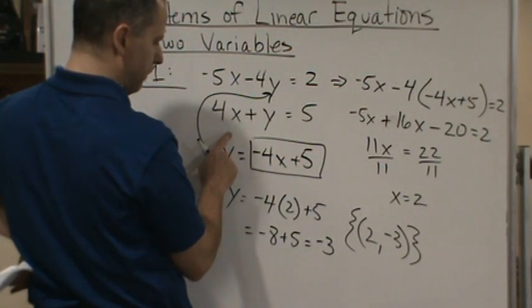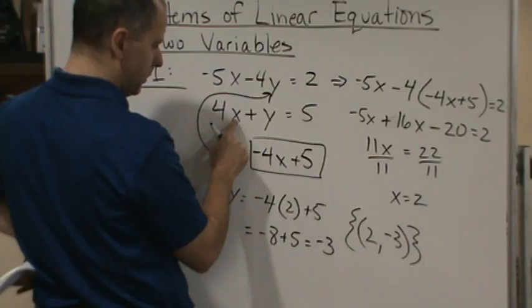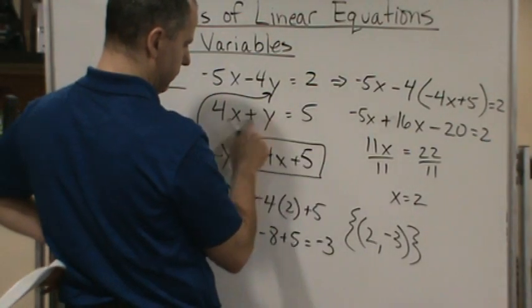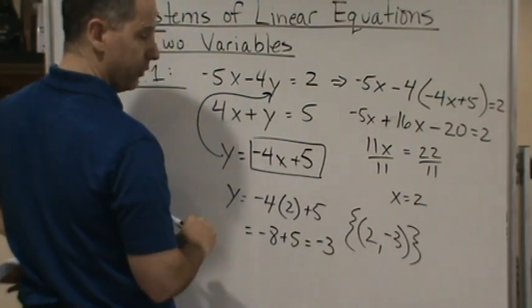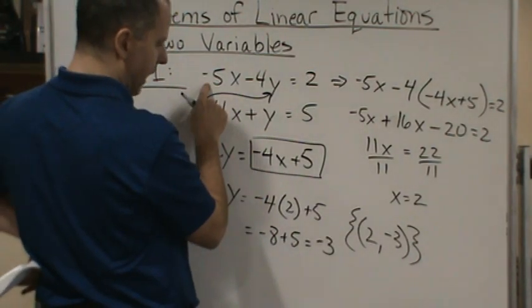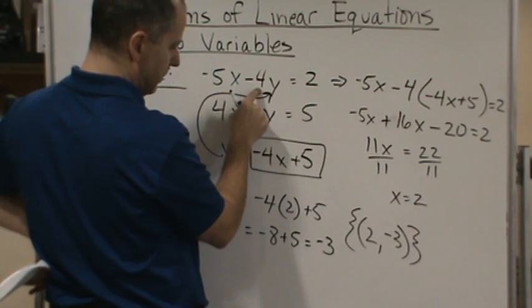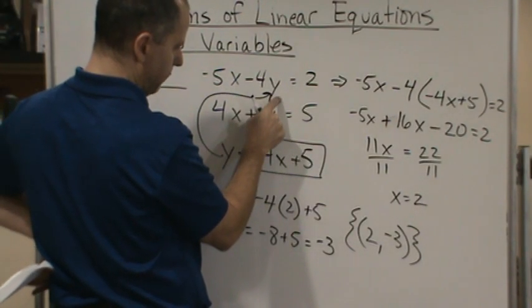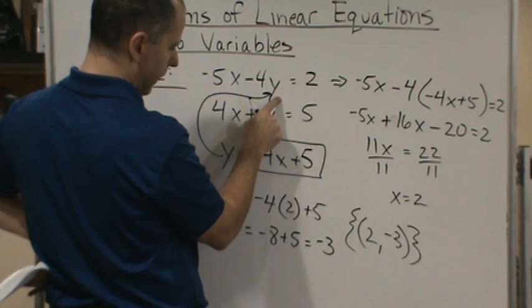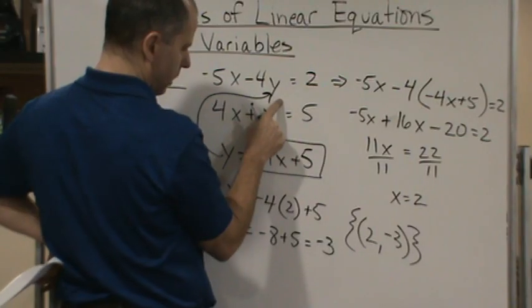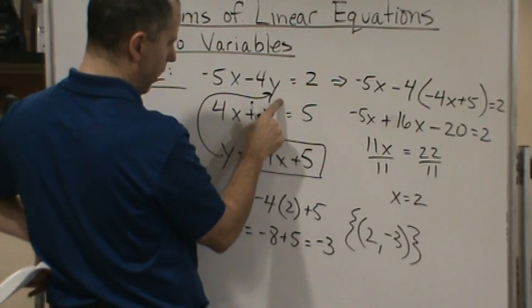Do I get a true statement? So 4 times 2 is 8, plus negative 3 is 5. So I get 5 equals 5. So that's true. Negative 5 times 2 is negative 10. And then I get 4 times negative 3, right? 4 times negative 3 is negative 12.